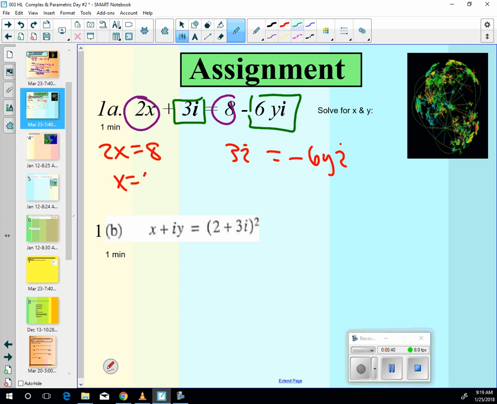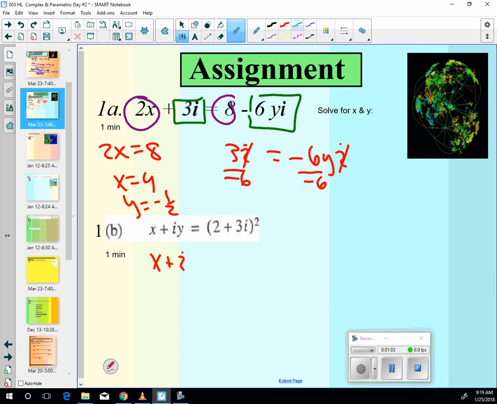X will just be 4, and what's y going to be? Well, you could kind of see you don't need to worry about these i's, and if you divide by negative 6, you'll get y equal to negative 1/2. Isn't that amazing? Now, use that knowledge for this 1b.